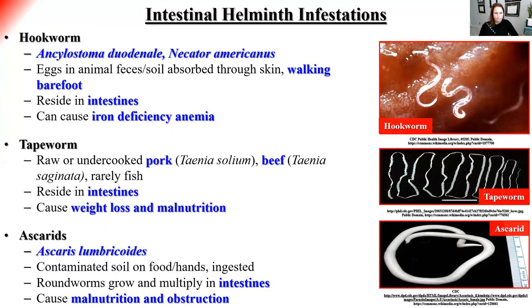Tapeworm. Tapeworm is commonly found in undercooked pork and beef, not so much in seafoods. This one will reside in the intestines.